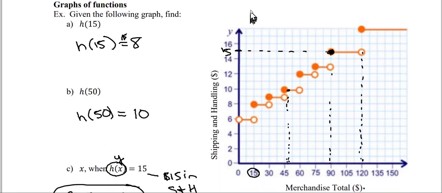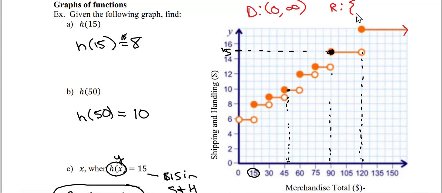So my domain here, think about projecting down to the x-axis from 0 really to infinity in theory, right? We're kind of assuming there's an arrow on that to say once you get to $120, anything above that, your shipping is $18. Okay? But the range is a little different.